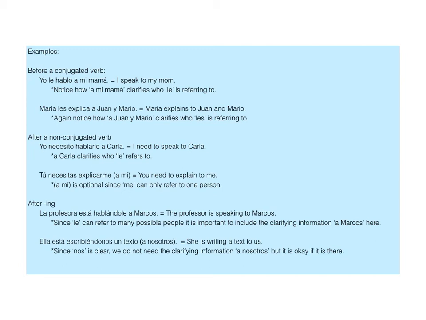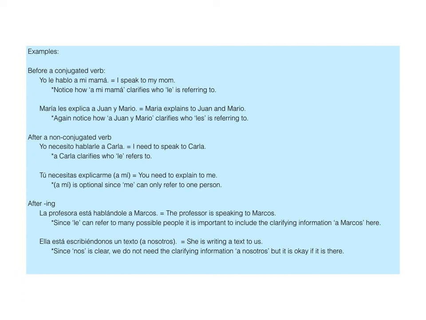Okay? The next one, tú necesitas explicarme. So you need to explain to me. The a mí isn't necessary. We can use it on there if we want to give added emphasis or clarification. All right. So tú necesitas explicarme. Again, the verb explicar not conjugated, so I can choose to put that pronoun after explicar.